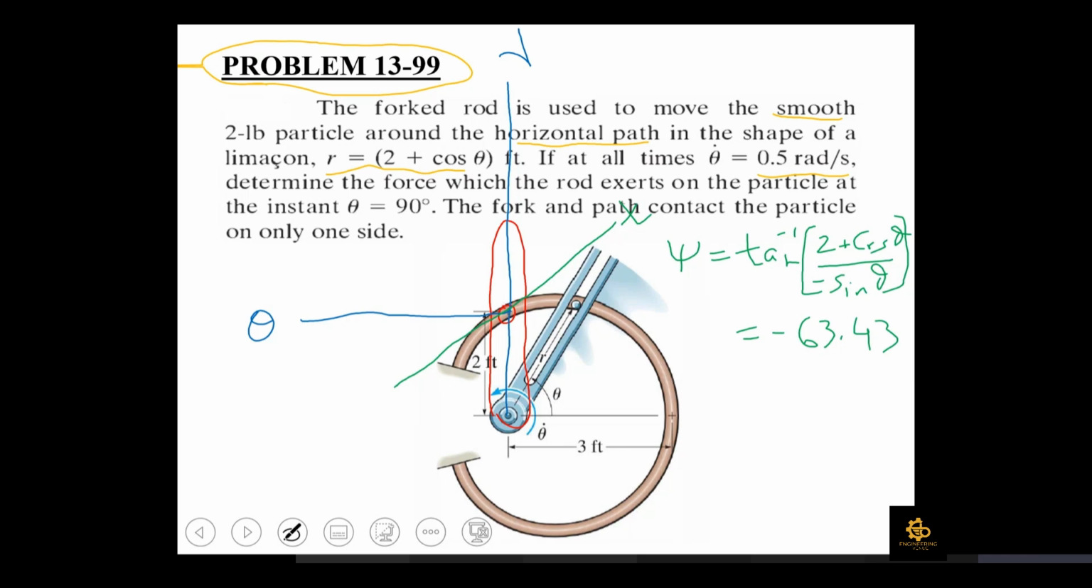Now since this psi comes out to be a negative value, it means that your tangential axis lies at that angle from the r axis in the clockwise direction instead of the counter clockwise direction. Is this point clear to all of you? Yes, sir. Okay, what should be the direction of the normal axis now?